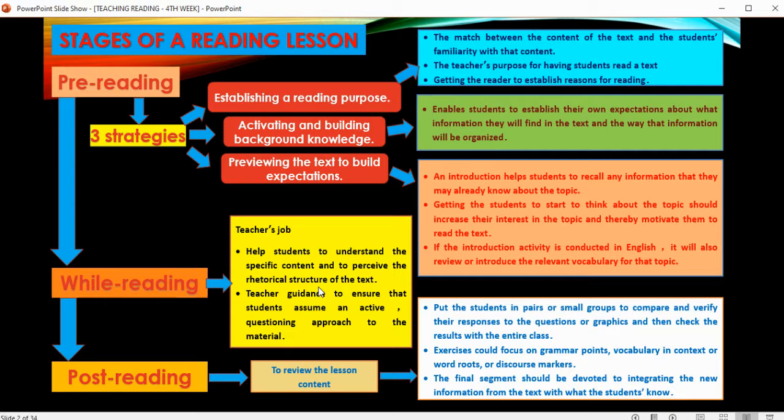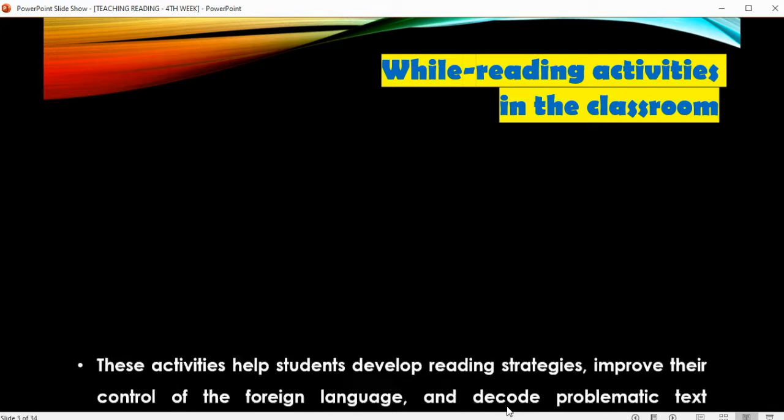And the last segment should be devoted to integrating the new information from the text with the students' knowledge. So in general these are the three stages that we are going to develop in a reading lesson. All right. As I told you before, in the previous session, we talked about some activities that we could do during the pre-reading stage. Now we have to continue with the second stage, that is the while reading activities in the classroom.